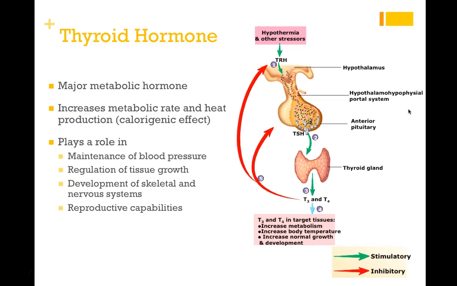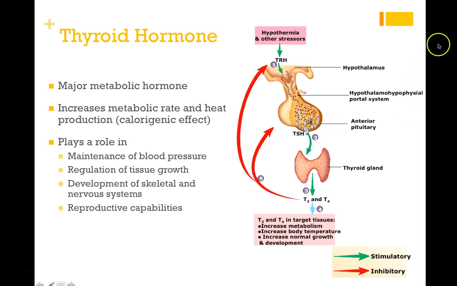So our thyroid hormones will be our major metabolic hormone. In lectures previously, you may have heard me say that the thyroid hormones help set our basal metabolic rate. So anytime we secrete these hormones, we are going to increase the metabolic rate and heat production, which is known as the calorigenic effect. They'll also play roles in maintaining blood pressure, regulation of tissue growth, development of our skeletal and nervous system, and our reproductive capabilities.